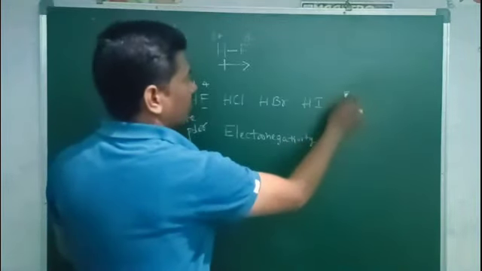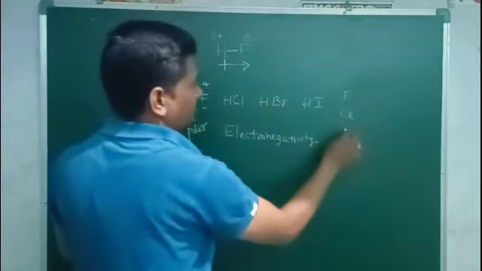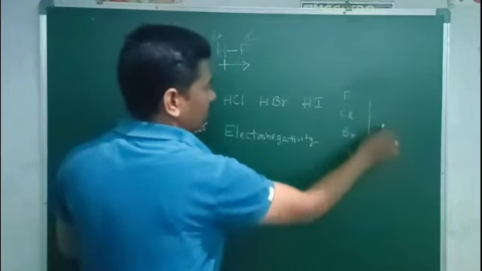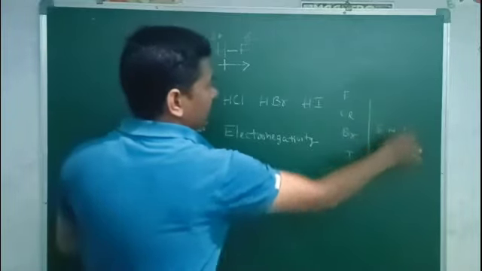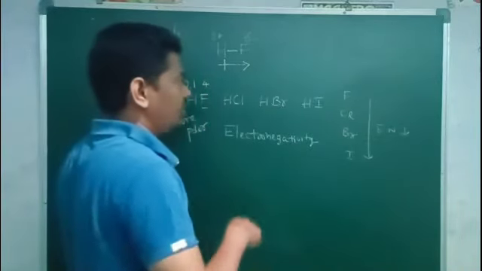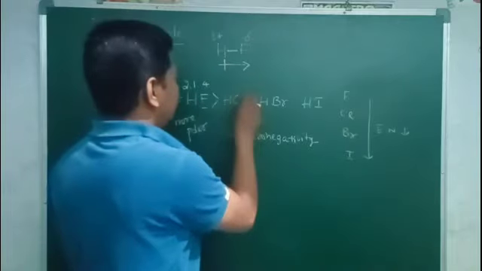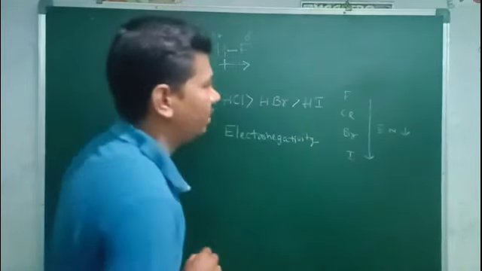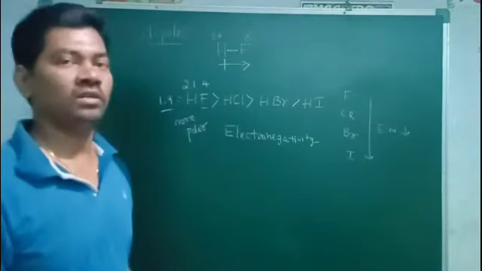It is a group of atoms: chlorine, bromine and iodine. As we go down the group, electronegativity will be decreasing, so dipole moment will be decreasing. So HF, HCl, HBr and HI. So you can solve dipole moment related questions in this way.